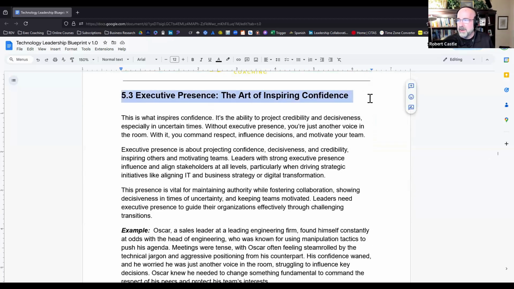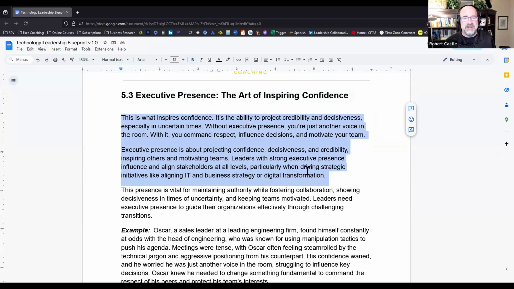Now let's talk about the third quality, executive presence, the art of inspiring confidence. This is what inspires confidence. It's the ability to project credibility and decisiveness, especially in uncertain times. Without executive presence, you're just another voice in the room. With it, you command respect, influence decisions, and motivate your team. Executive presence is about projecting confidence, decisiveness, and credibility, inspiring others and motivating teams.